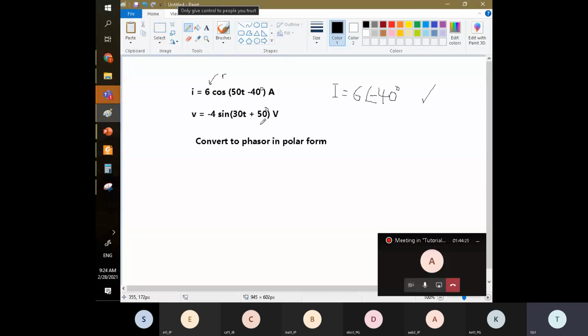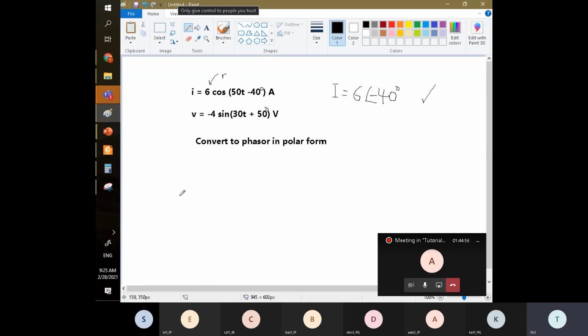Let's try the other one. The other one is a bit tricky because we are given a negative here. Okay, we're given a negative here. So in order to take away this negative here, we need to convert to cosine. Let's convert to cosine to take away the negative here.